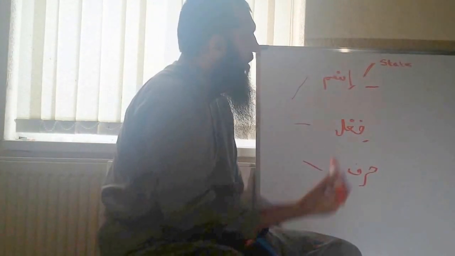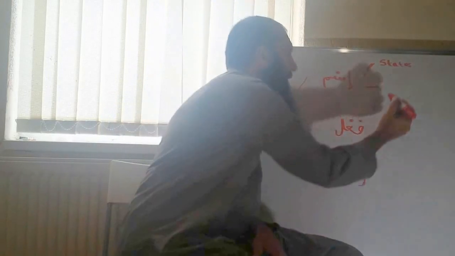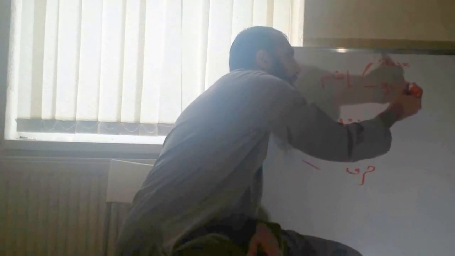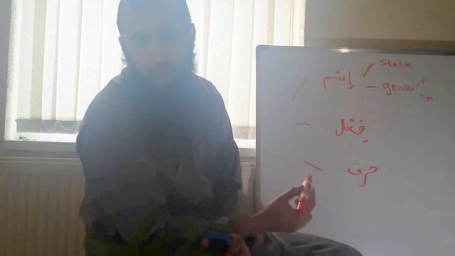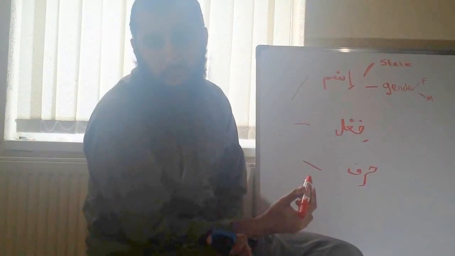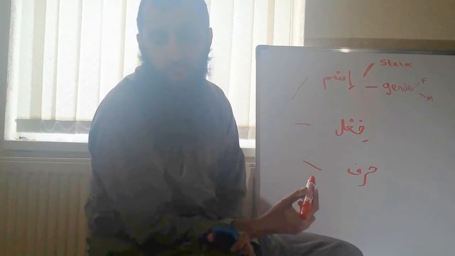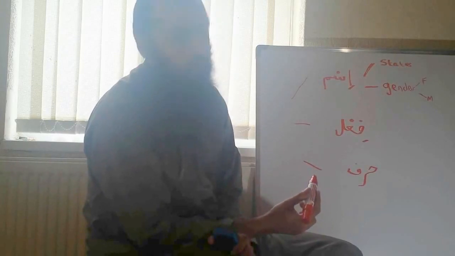Then we've mentioned the order is not particularly important, so we'll put here gender. And we said it's either feminine or masculine. In Arabic, there is no it. So even those objects like table, chair, they're going to be either feminine or masculine. Has to be one of those two.